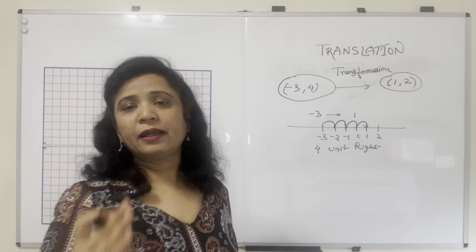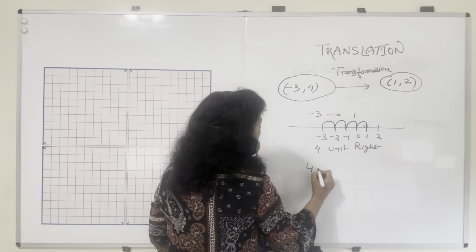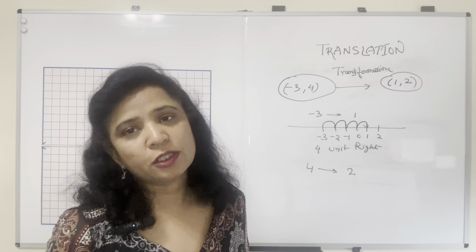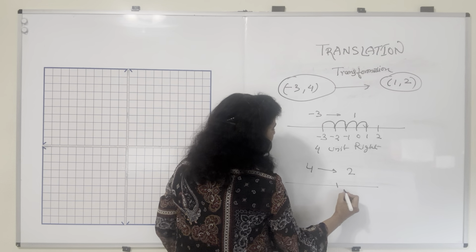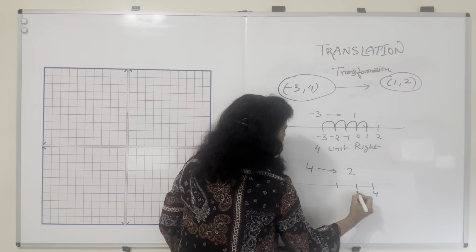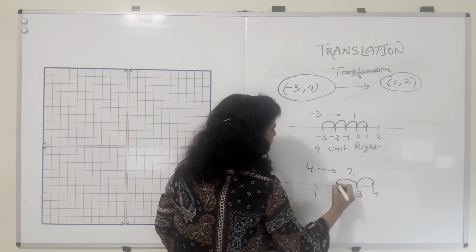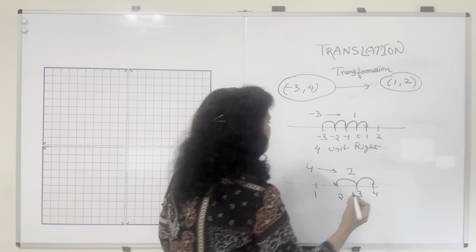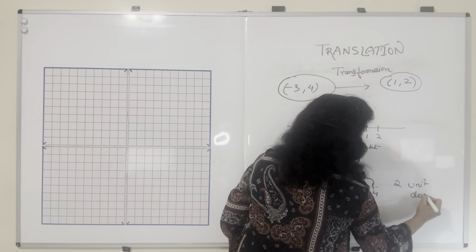As I said, X represents right or left, that's it. Now your 4 is transformed. Now the new position for 4 is 2. So let's again take a number line, and if this is your 4, 3, 2, 1, so now you are moving 2 towards your downside. So it is 2 units down.